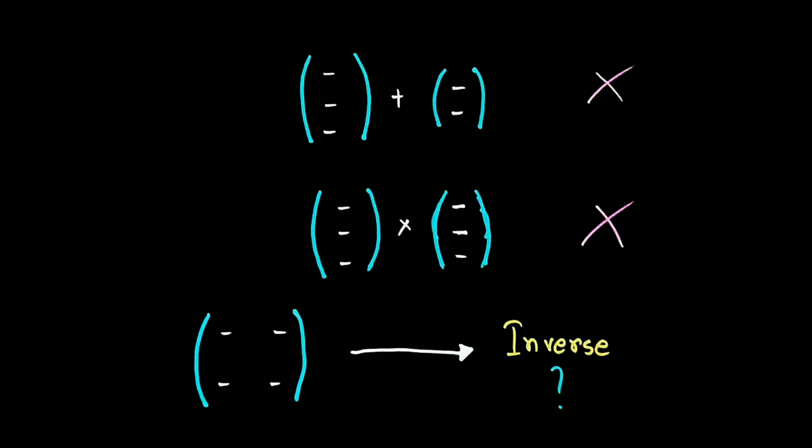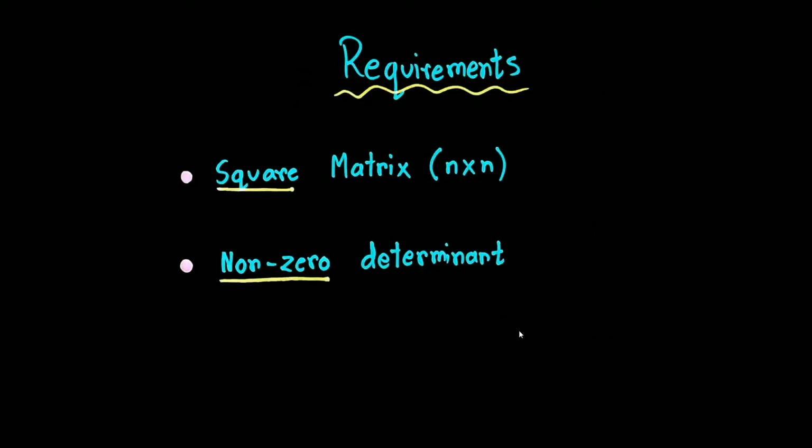The answer is yes, there are restrictions on it. You can't inverse any and every matrix you see. The requirements for inversing a matrix is that the matrix has to be a square matrix, which means that the matrix has to have the same number of rows and the same number of columns. So it has to be a 2 by 2 matrix, or a 3 by 3, or a 4 by 4, or a 6 by 6 matrix, and so on. And the second requirement is that it must be a matrix with a non-zero determinant.